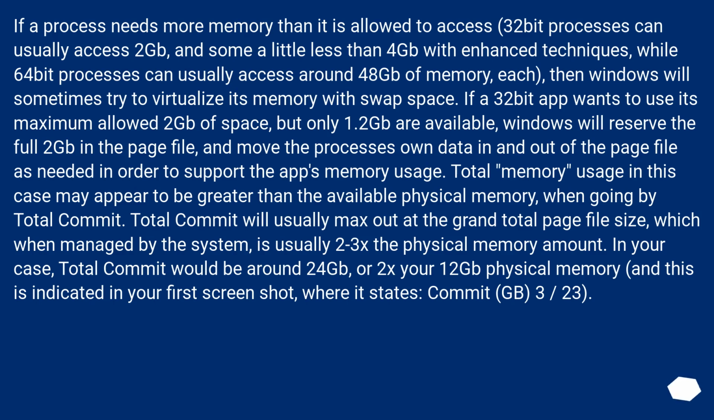Total memory usage in this case may appear to be greater than the available physical memory, when going by total commit. Total commit will usually max out at the grand total page file size, which when managed by the system, is usually 2-3x the physical memory amount. In your case, total commit would be around 24 GB, or 2x your 12 GB physical memory, and this is indicated in your first screenshot, where it states, commit, GB, 323.